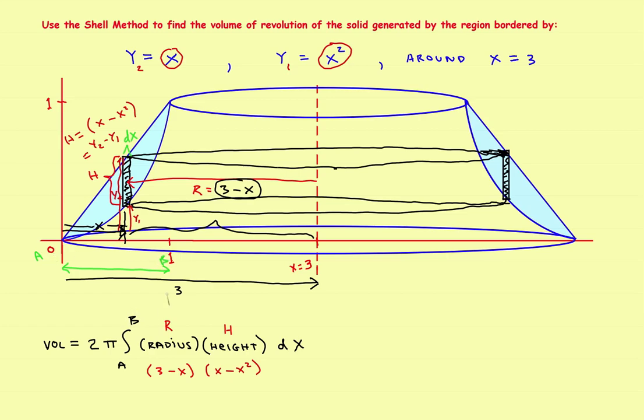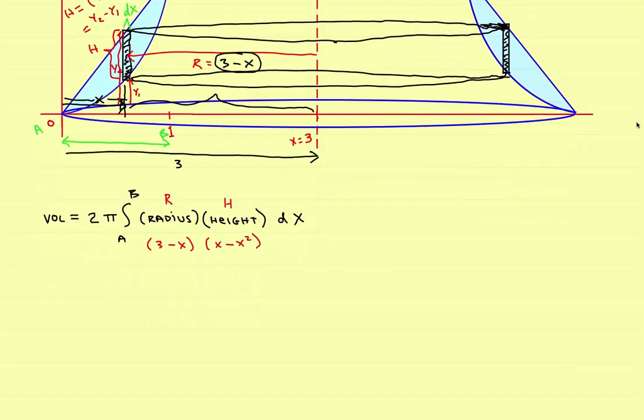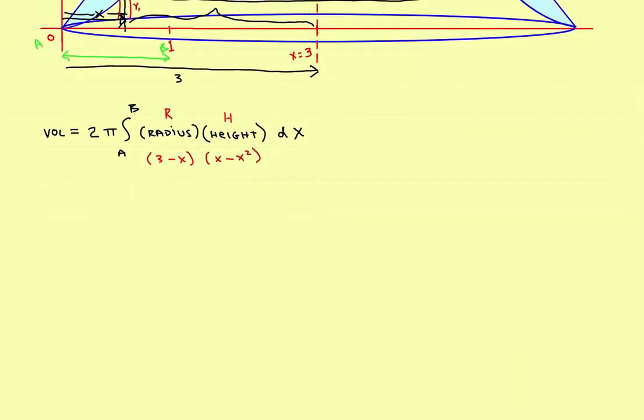So you're going to integrate it from 0 to 1. So now with that in mind, let's just run through the integral to get the final answer. At this point, it just turns into a basic calculus problem. So what you'll have would be something that looks like this. The volume would be equal to 2 pi, and you're going to integrate it again from 0 to 1. So from here to here, so from 0 to 1. And the radius is 3 minus x. The height of the thing is x minus x squared. And you're going to do it all with respect to x.